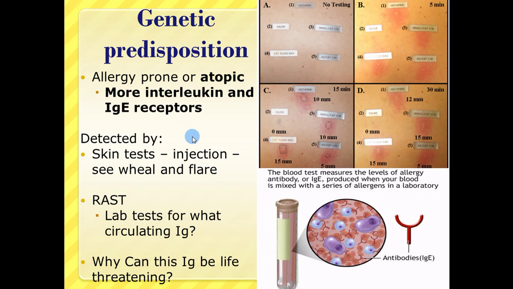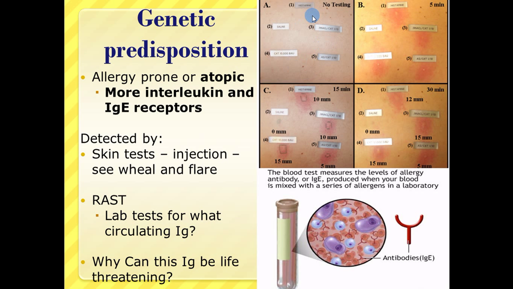Here's some ways that we test this. You can test it by doing a scratch test, where they put the little antigens just underneath the skin, and you can look for a response. In this one, you can see saline on each of these, but they shouldn't have a response to saline because it's just salt water, and your body's full of saline. But they'll put a chemical up here.